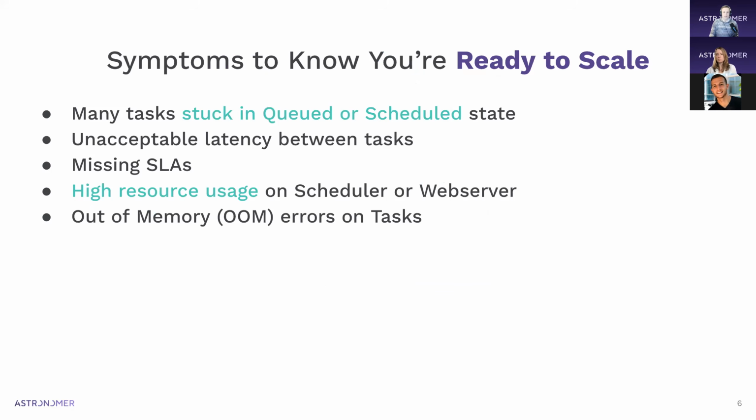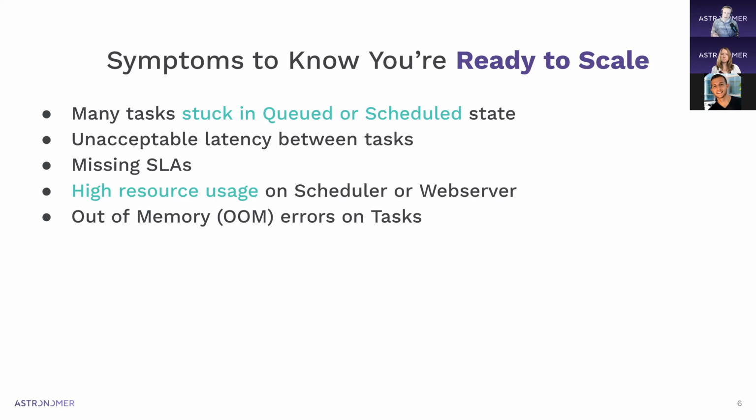So here are some symptoms to know that your Airflow deployment is ready to scale. There could be tasks that are stuck in a queued or scheduled state. You get unacceptable latency between tasks. So maybe you have a DAG with an SLA of 10 minutes and there's 2 minutes between each task before they actually run, right? In theory, if our tasks were instant, that leaves only space for 5 tasks, and maybe we have 20 tasks that need to run. So that latency can be a very big deal with DAGs that have short SLAs.